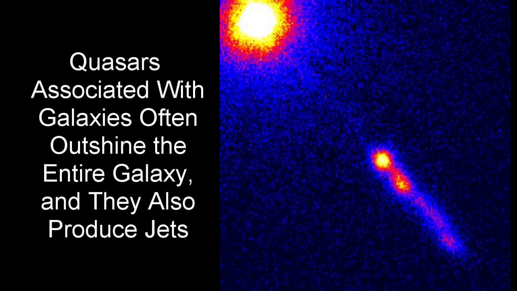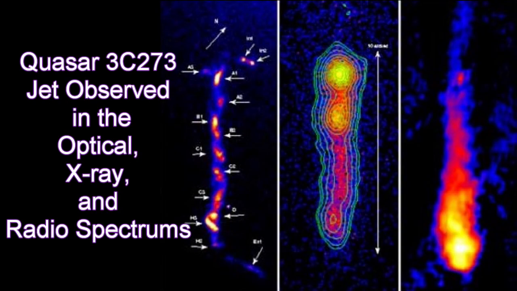Quasars associated with galaxies often outshine the entire galaxy, and they also produce jets. Quasar 3C273 jet observed in the optical, X-ray, and radio spectra.